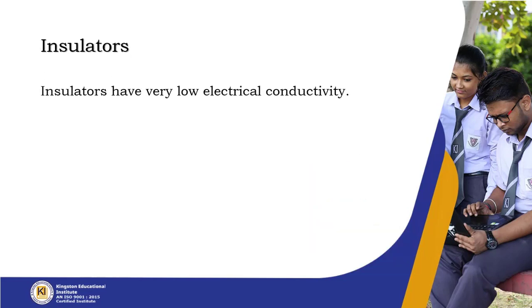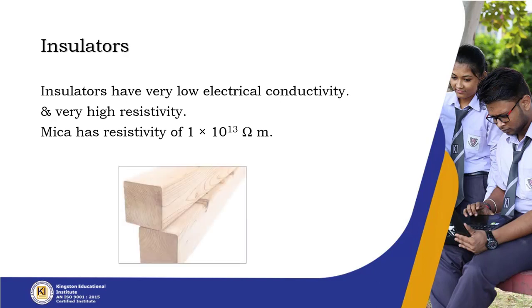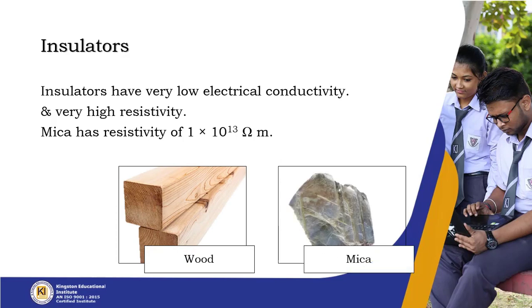Insulators have very low electrical conductivity and very high resistivity. For example, mica has a resistivity of 10 to the power 13 ohm meter. Wood is also an example of an insulator.